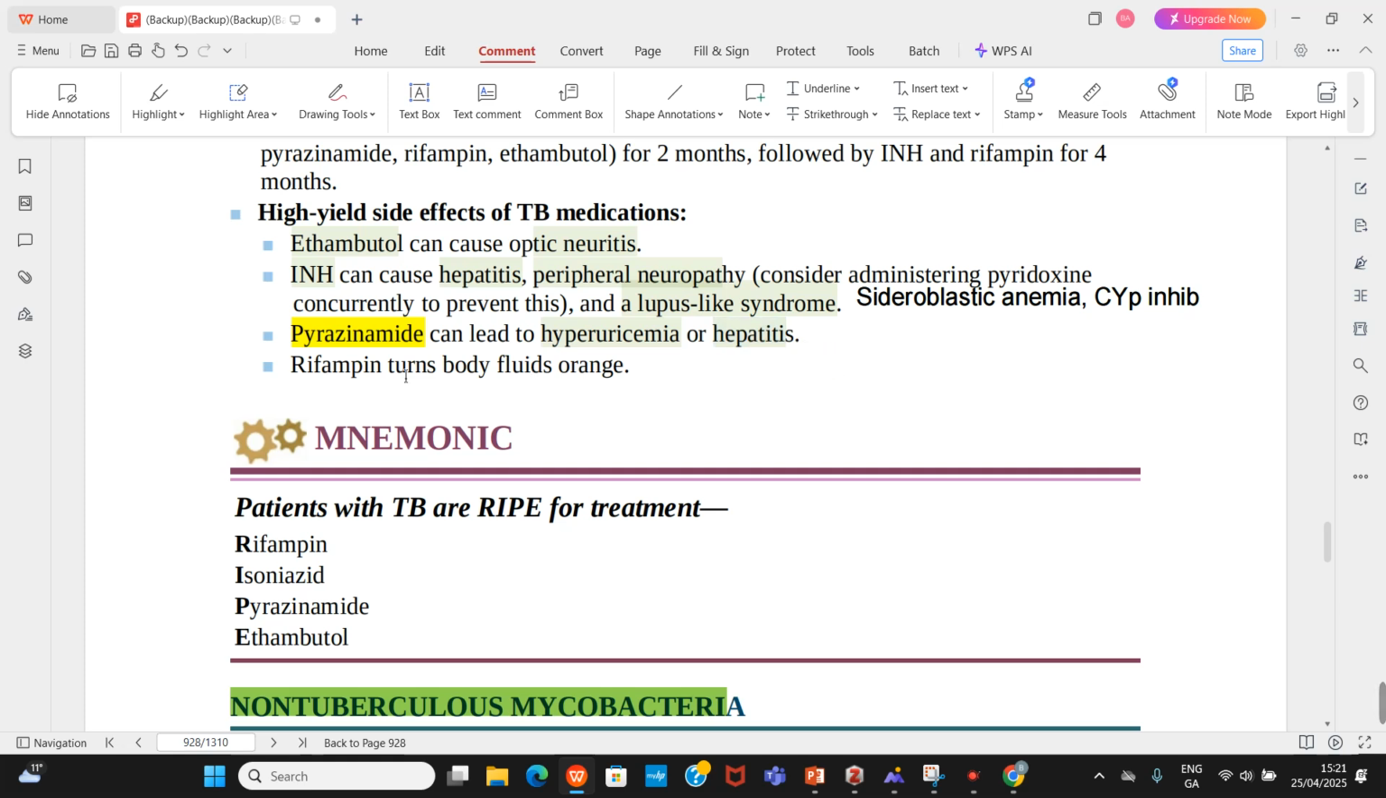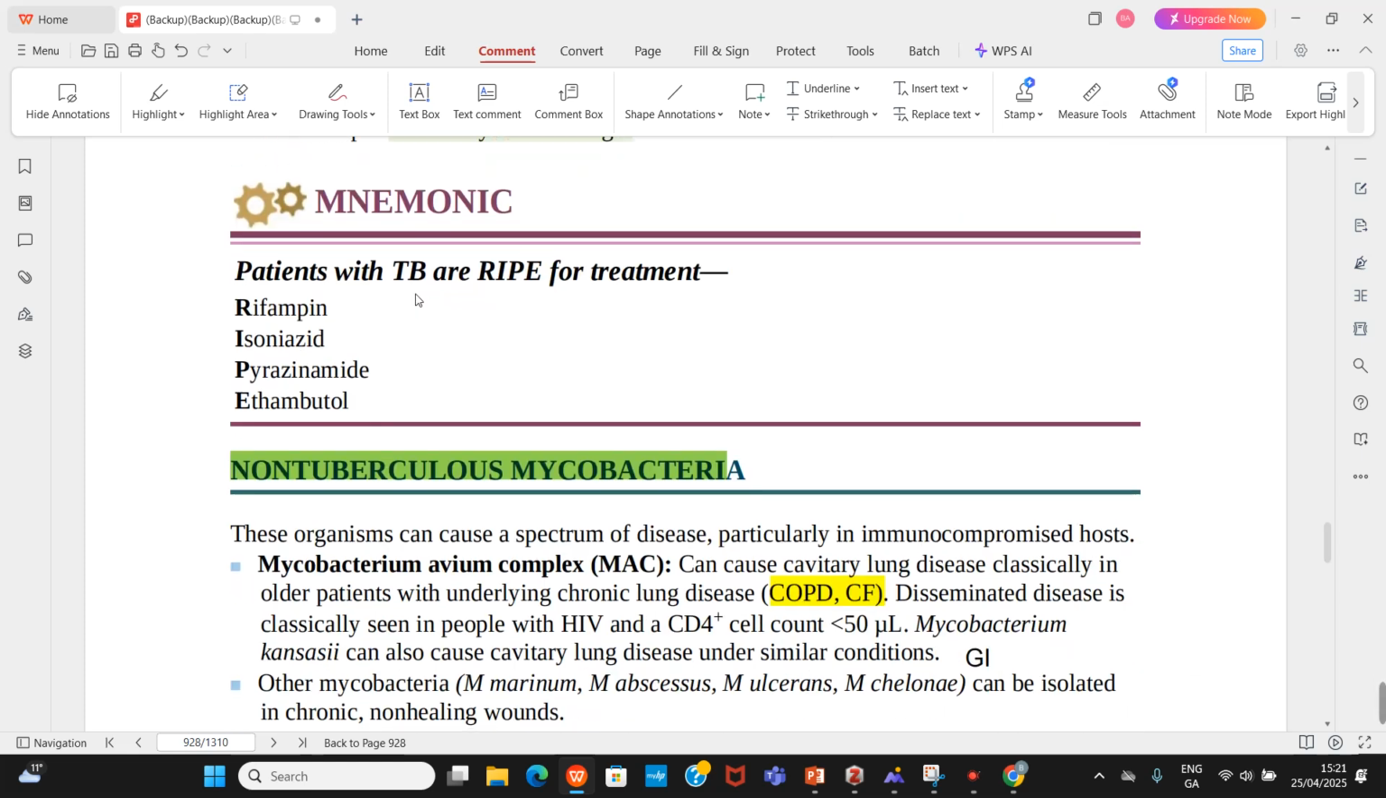Rifampin can be an enzyme inducer. It can also change the color of the urine to orange or red. At the same time, it's also a cause of hepatitis, but it's not as severe as that of isoniazid.